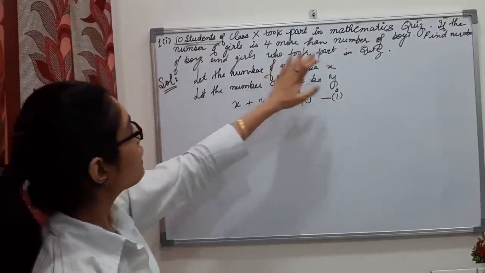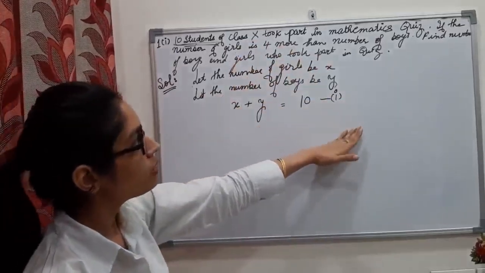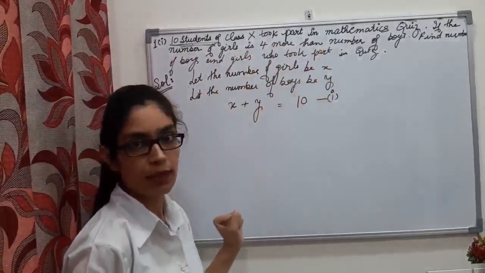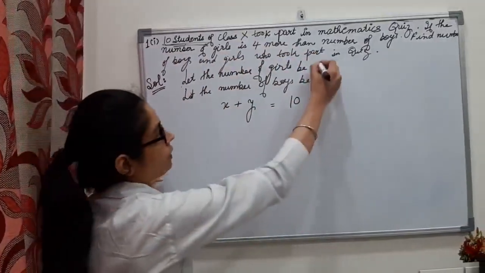Now see the second situation which they have given. If the number of girls is 4 more than the number of boys, what is your number of girls? X.